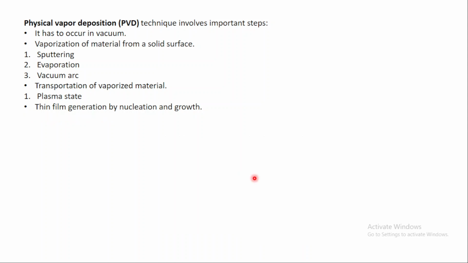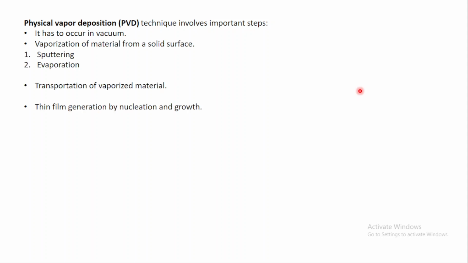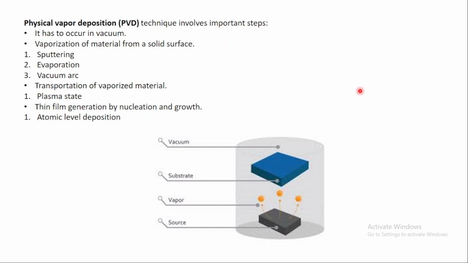So the answer to this previous question will be all the statements are true. Consolidation of nanocomposite by thermal treatment is also true. Supersaturation of vapor phase in an inert atmosphere is true, and sputtering evaporation to produce a vapor phase is also true. Do you agree with me? Is it clear, students? Because I want everyone to be clear about all these concepts, so that your basics and foundation are very strong. Is it clear to the students? Do you agree with me?